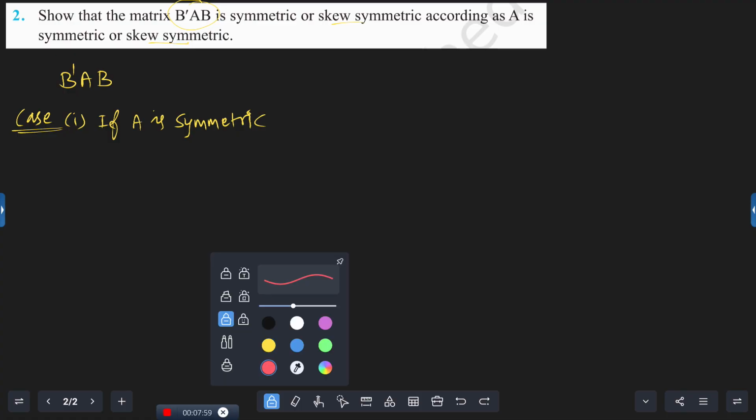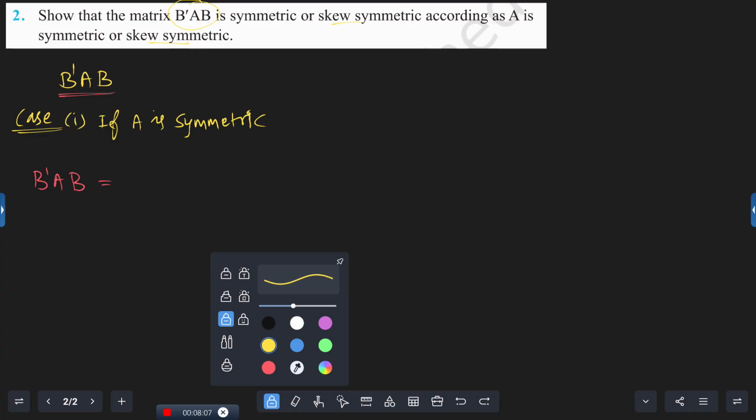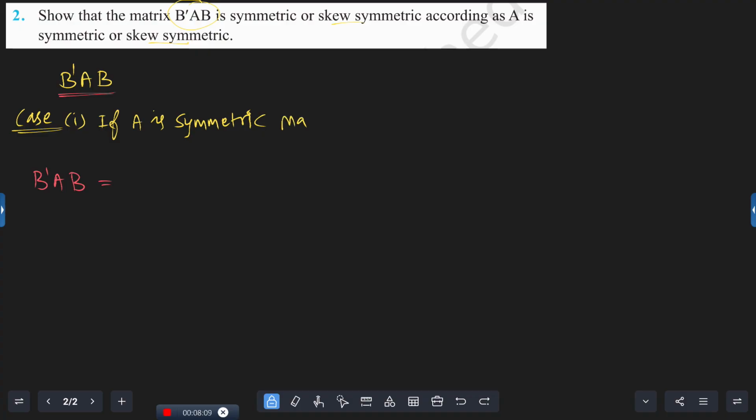So we have the expression B dash A B. If I want to check whether it is symmetric or not, now I should apply what? Transpose on both sides. A is a symmetric matrix, then what? Understand? That we will see.